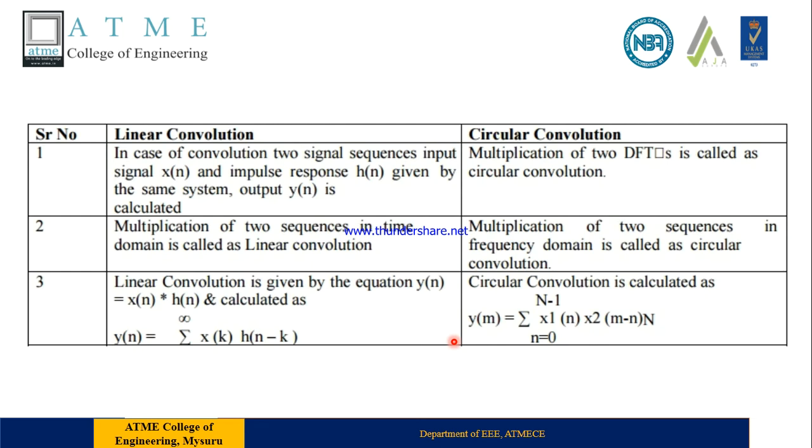If we talk about linear and circular convolution, in linear convolution the two signal sequences, x of n and h of n, are given by the same system and you find the output. But circular convolution is the multiplication of two discrete Fourier transforms. So linear convolution is multiplication of two sequences in time domain, and circular is multiplication of two sequences in frequency domain. Here is the equation with respect to x of k and h of n minus k, which gives you y of n. We'll discuss circular convolution in detail in our subsequent experiments.